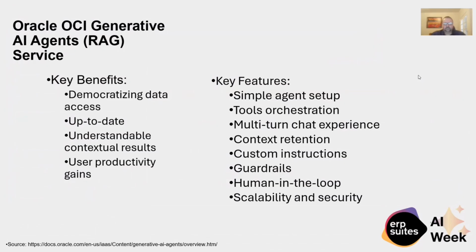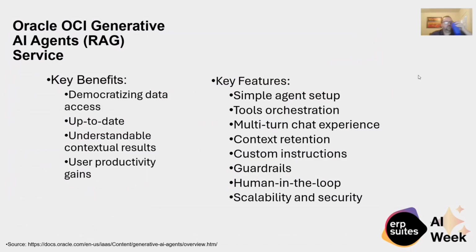So, key benefits and key features of the OCI RAG service. As it says here, democratize data access. Some IT departments might be a little more controlling than others, but the idea is to make it easier for the power users and the end users that you trust to have access to the data they need to do their jobs, and more up to date. That's the idea with RAG that I mentioned earlier: having access to more up to date information than what would be available in a trained LLM that might be based on old or out of date information.